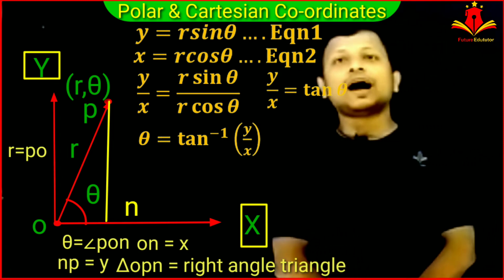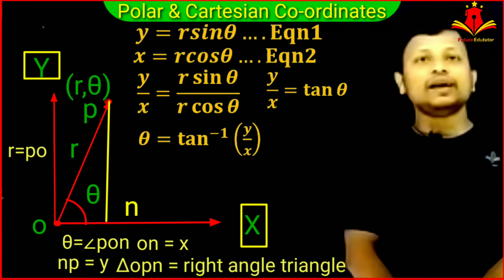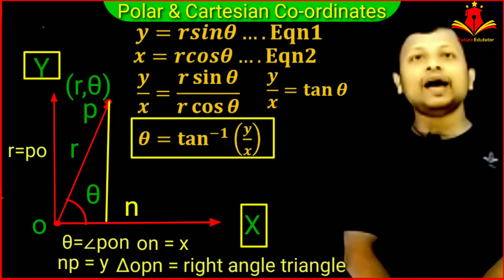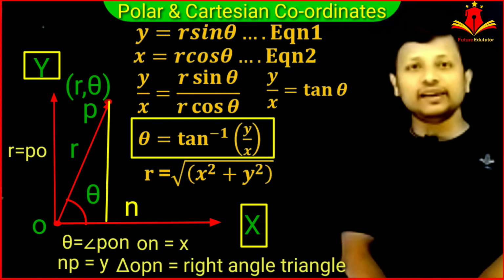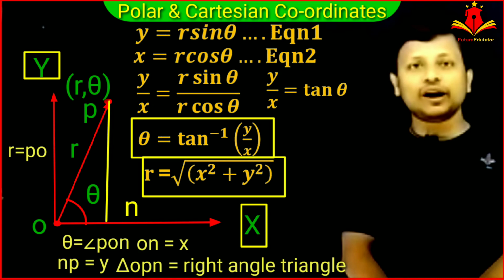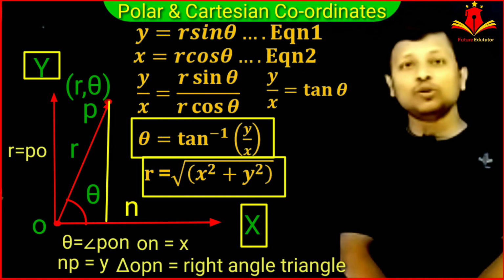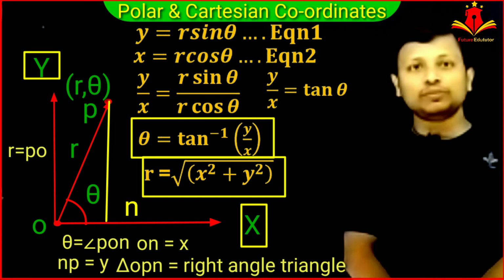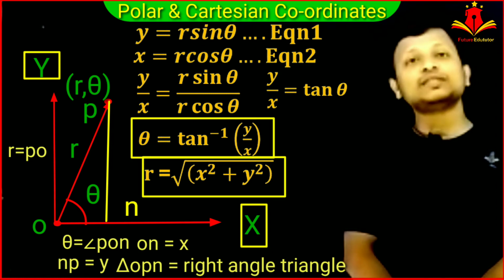If we know the Cartesian coordinate values of x and y, we can get the value of theta using this equation. Previously, from x equals r cos theta and y equals r sin theta, squaring both sides and adding, we get r equals root over x square plus y square. So if we know the Cartesian values of x and y, we can also get the value of r. So if we know the Cartesian coordinates, we also know the polar coordinates of the same point.